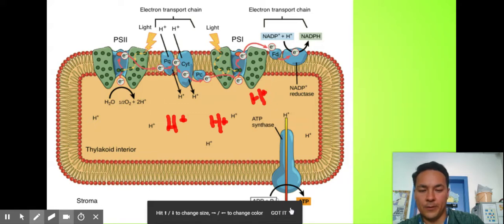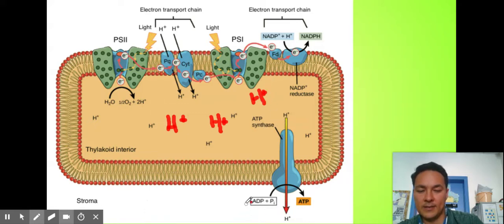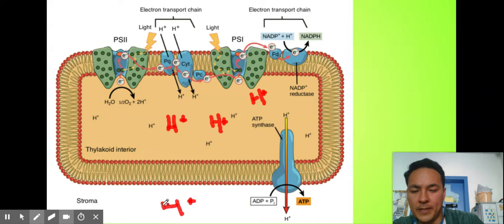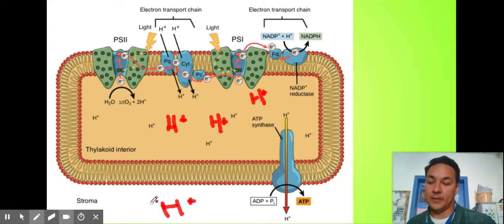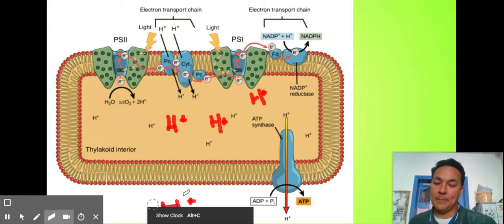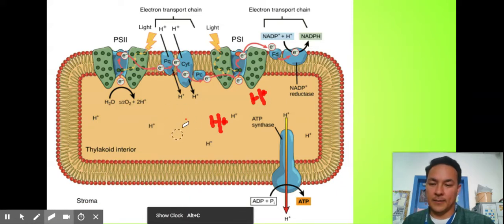They're able to diffuse through ATP synthase, and that's going to make ATP. So if you're really astute and if you really caught on to it, you might be thinking, well, eventually, Mr. Gibney, there will be as many H pluses in the stroma, or in the liquid out here, as there are on the inside of the thylakoid.